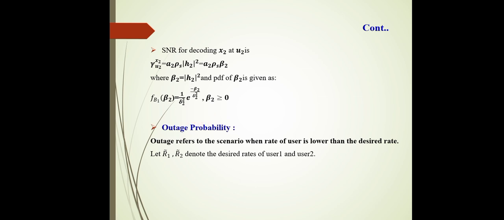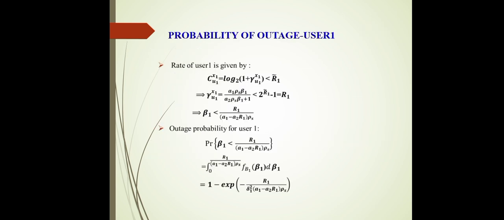Then I have to find the outage probability. What is outage? Outage refers to the scenario when the rate of the user is lower than the desired rate. Let's suppose user U1 has a threshold, the desired rate must be equal to R1 cap, and R2 cap will be the desired rate for user 2. So I am going to calculate the probability of outage for user 1.